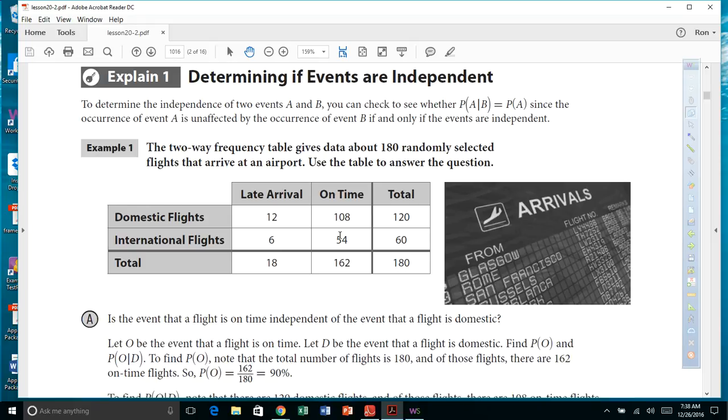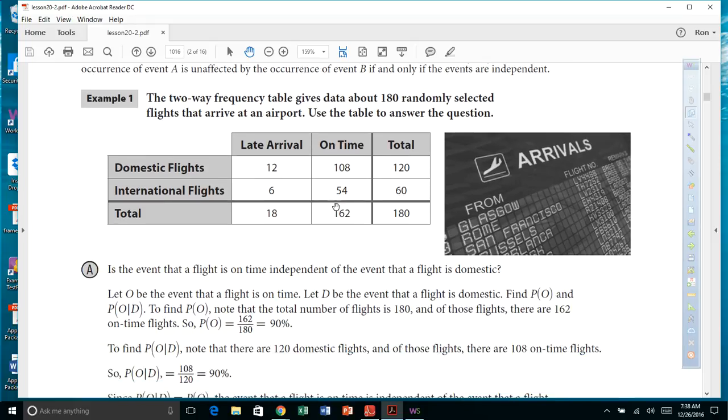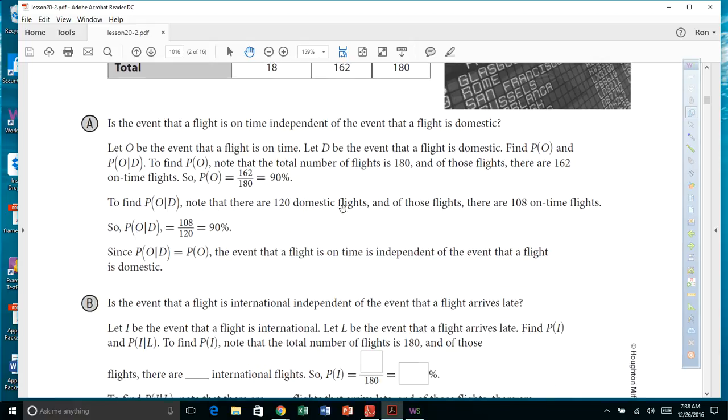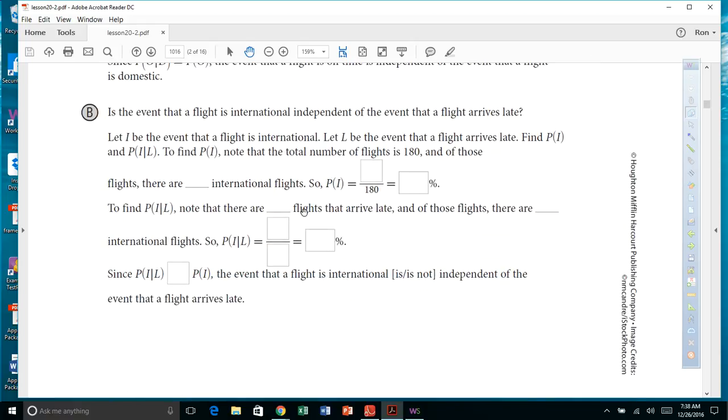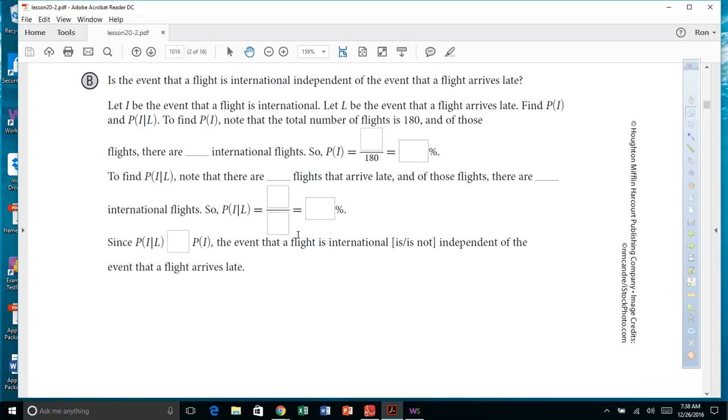The two-way frequency table gives data about 180 randomly selected flights that arrive at an airport. Use the table to answer the questions. So we'll let you do A on your own. Just go ahead and read it and follow along, and then we'll do B together.